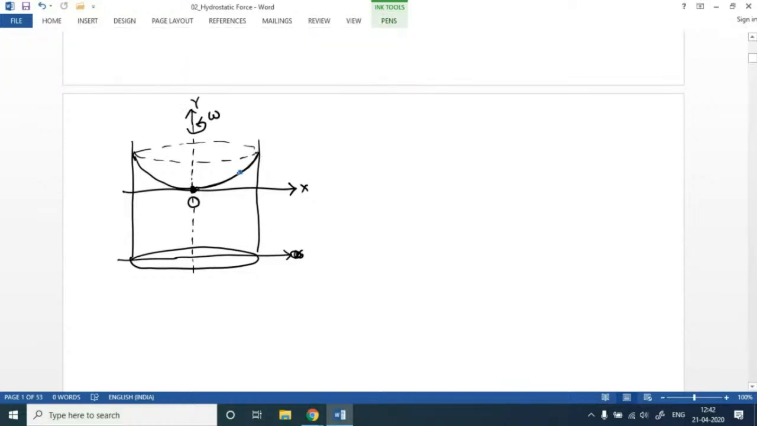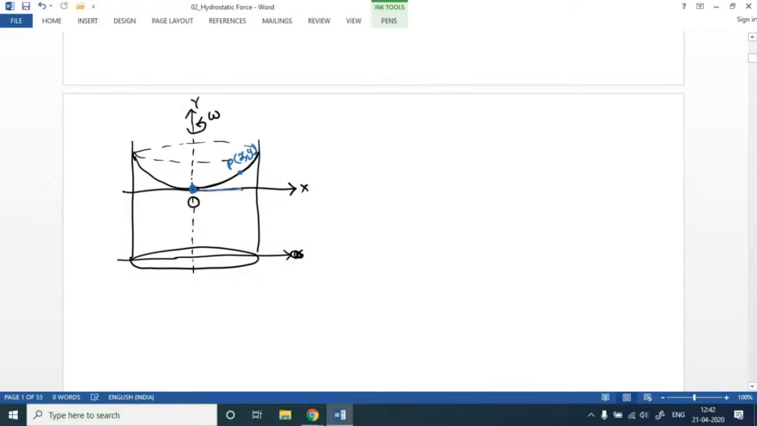Let's take any point P whose coordinate is x comma y. So obviously the open surface is the locus of all the points where the pressure is equal to atmospheric pressure. Okay, so we must understand at every point in the surface the pressure is going to be atmospheric pressure. So here the pressure would be atmospheric pressure as well at origin.